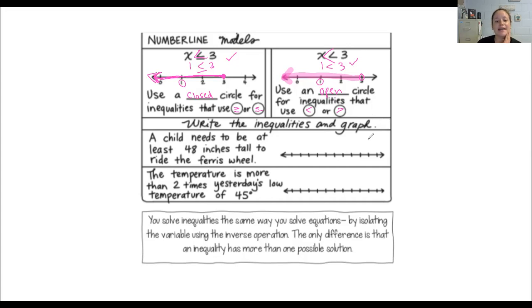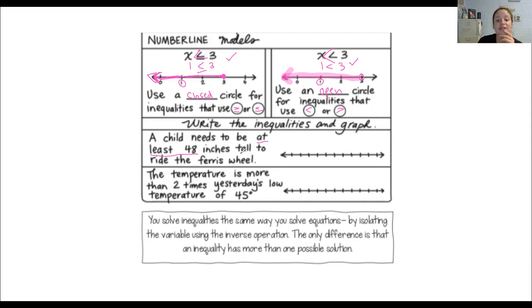A child needs to be at least 48 inches tall to ride the Ferris wheel. So if we're looking at this, it says at least 48 inches tall. Now I want you to think, if you were at an amusement park, could you be 48 inches and get on that Ferris wheel? You could. Could you be 49 inches and get on that Ferris wheel? You could. Okay, so as you can see, that number is getting bigger.